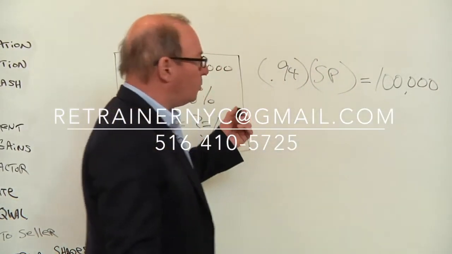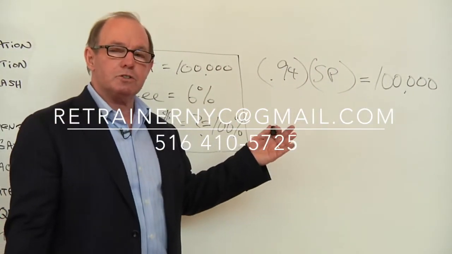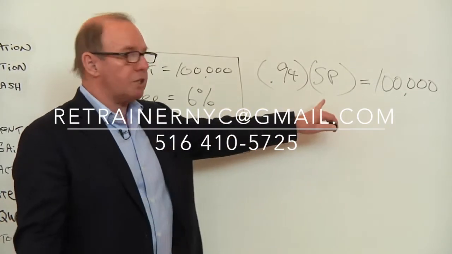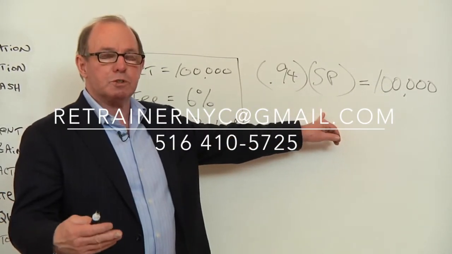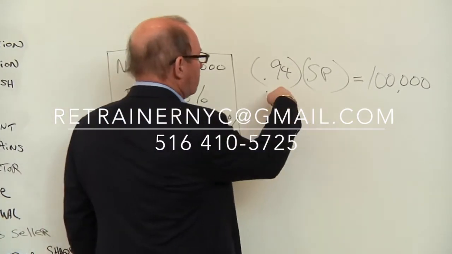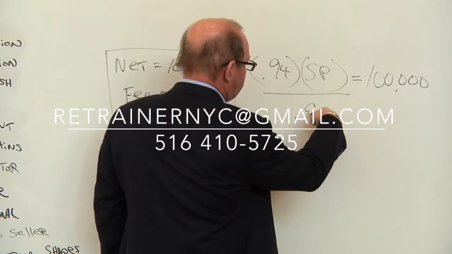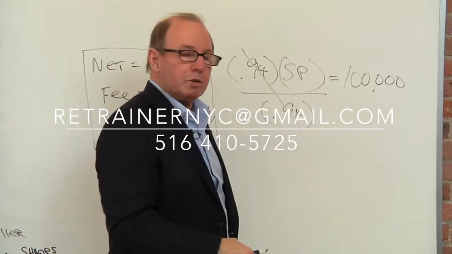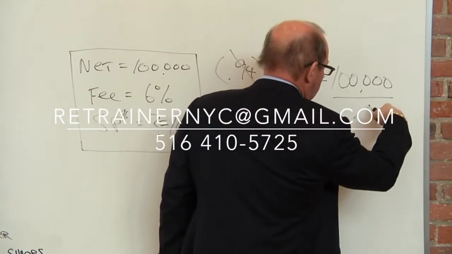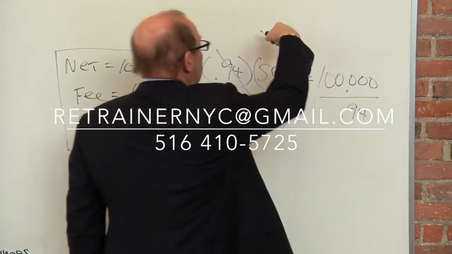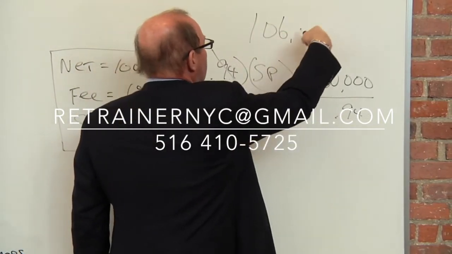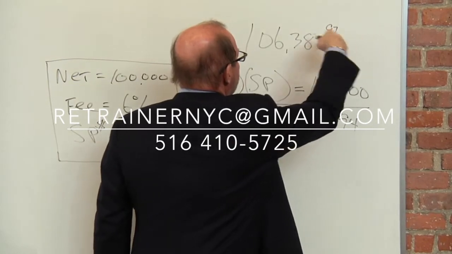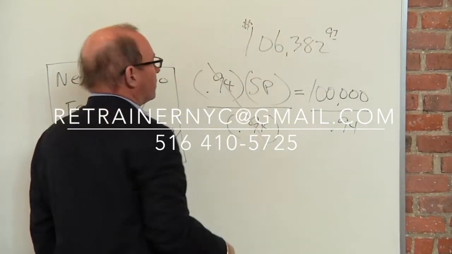And we're back to third grade math, aren't we? You're going to see this over and over and over again. How do we solve for the sales price? I'll review the language with you. We divide both sides of this equation by whatever is sitting next to the unknown. And what happens on this side? This disappears. What happens over here? We're going to get an answer. $106,382.97. That's my sales price.